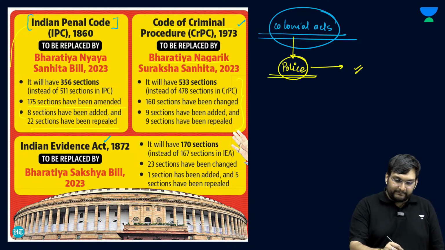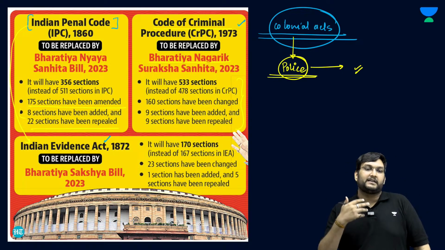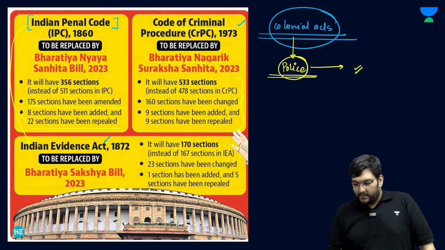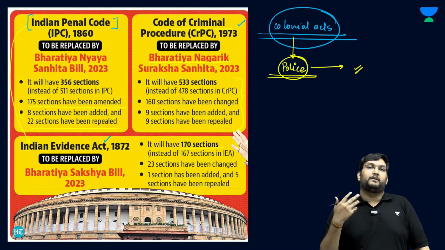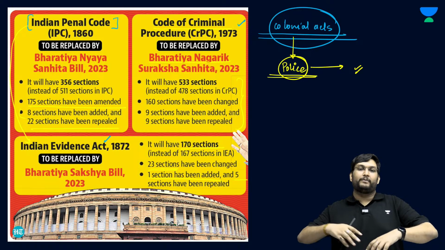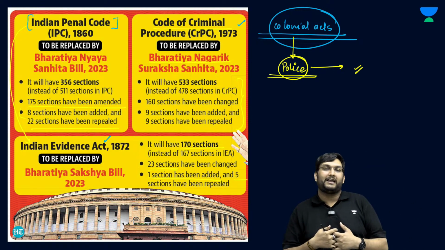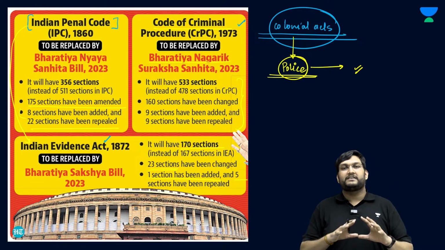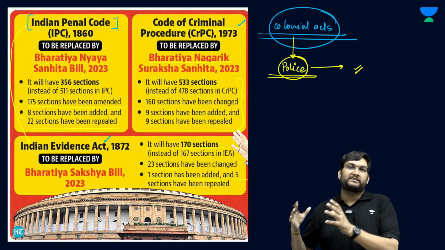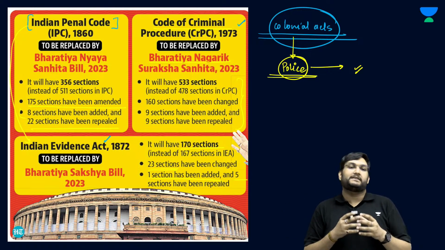And the IPC is very closely based on the Indian Evidence Act, which is now the Bharatiya Sakshya Bill 2023, 170 sections, 3 more than what was there previously, and 23 sections have been changed and 1 section added, 5 repealed. Don't learn this data, how many added, how many repealed. I'm just telling you it was a major upheaval or overhaul of the structure. This was basically to remove obsolete and colonial sections and add more relevant ones in that regard.